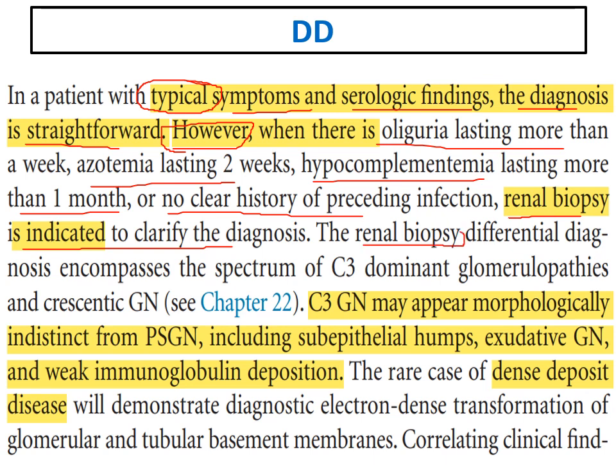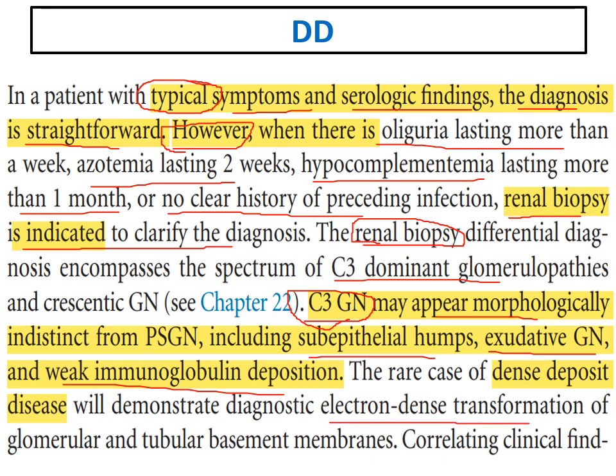In the renal biopsy, the main differential diagnosis is the C3 glomerulopathy, especially C3 glomerulonephritis, which has similar findings, including subepithelial humps and exudation and weak immunoglobulin deposition. So it is the main differential diagnosis. But dense deposit disease is easy to differentiate by electron microscopy, with the electron dense transformations seen in the glomerular basement membrane.